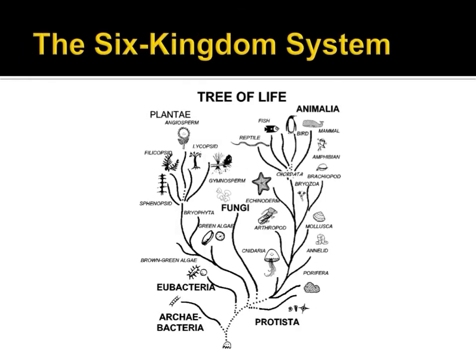When classifying organisms, one of the most common systems is referred to as a 6-kingdom system of classification.